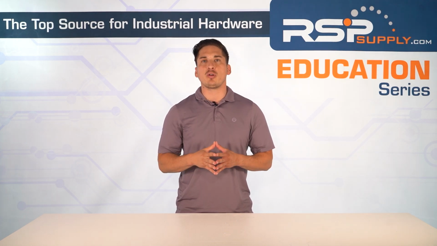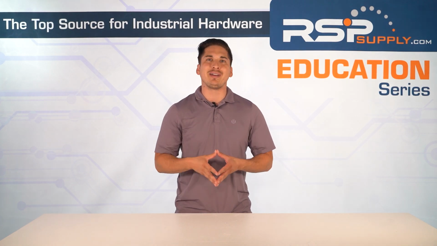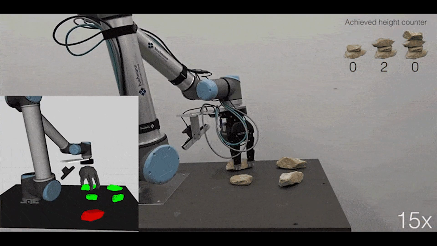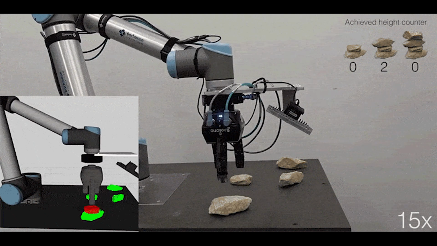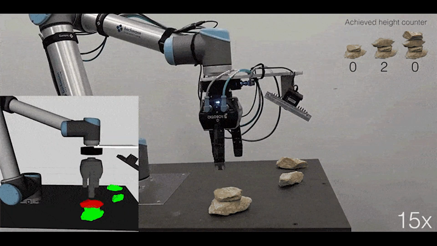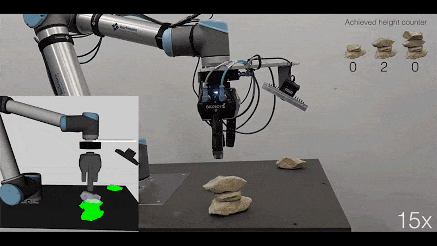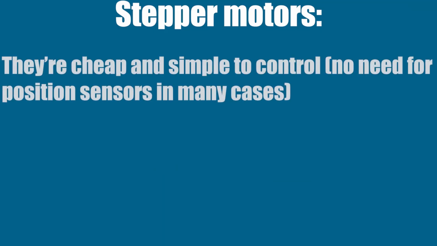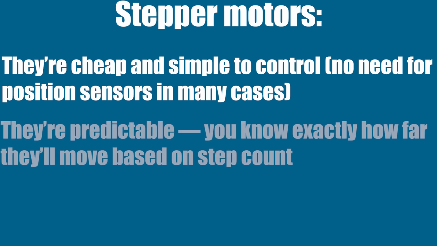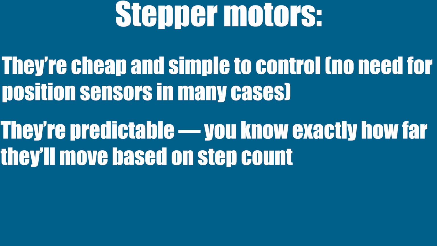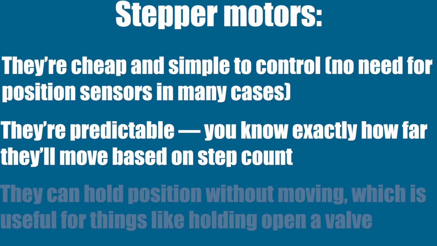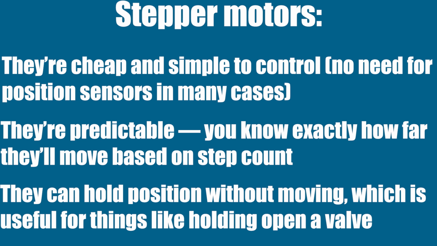These are used in automation when precise, repeatable movement is required. For example, when moving a robotic arm to a specific location, when feeding labels onto a product at the exact spot, and lifting an object to an exact height. Stepper motors are great for this because they're cheap and simple to control. No need for position sensors in many cases. They're predictable. You know exactly how far they're going to move based on step count. They can also hold position without moving, which is very useful for things like holding open a valve.